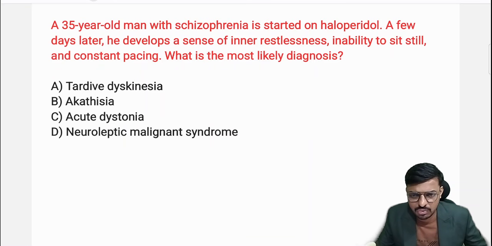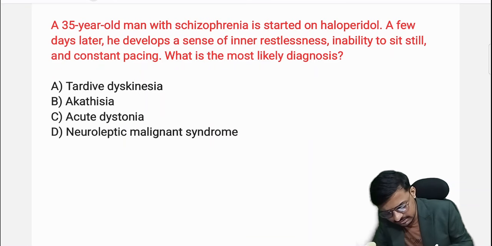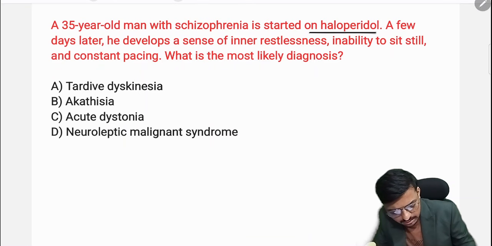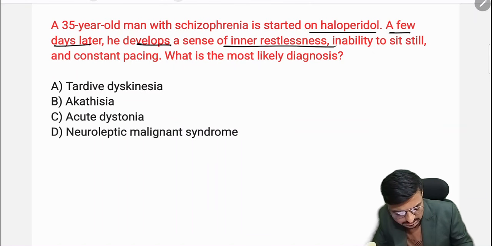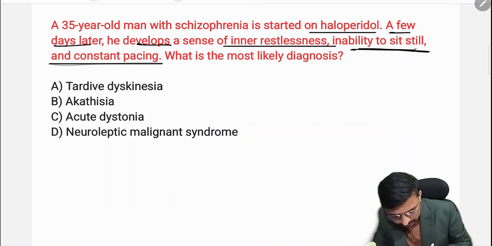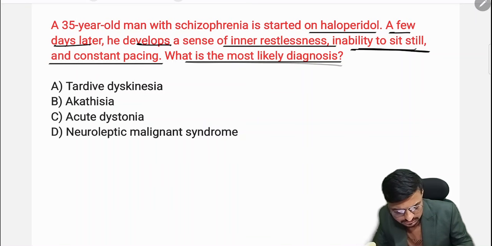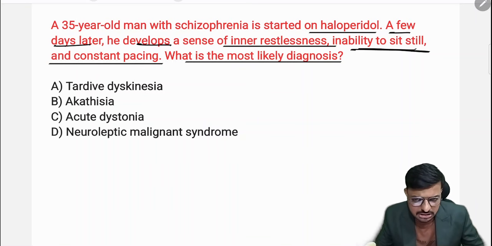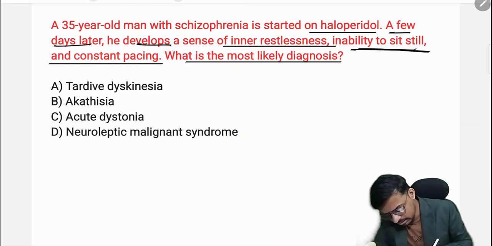A 35-year-old man with schizophrenia has been started on haloperidol. A few days later, he developed a sense of inner restlessness and inability to sit still, and now he is constantly pacing. What is the most likely diagnosis? This is a question from the extrapyramidal symptoms. The answer for this particular question is the very, very important akathisia.